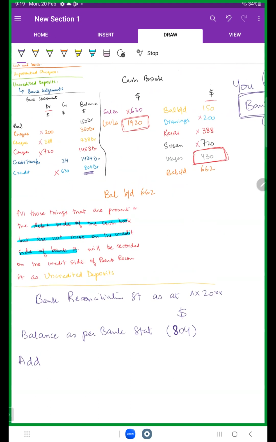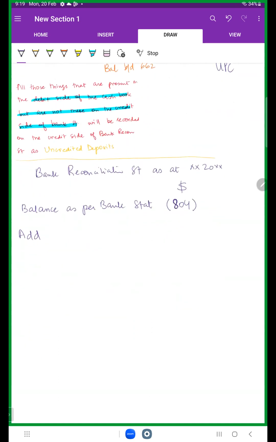So if I write the bank statement balance on top, I'll always add my uncredited deposits, which over here are 1920, right? Yep. This is the rule. If you're writing the bank statement balance, you'll add uncredited deposits and you'll less unpresented checks. Can you repeat this rule again? Yes, I'll write the format for you, don't worry. Okay? Yeah, thank you.